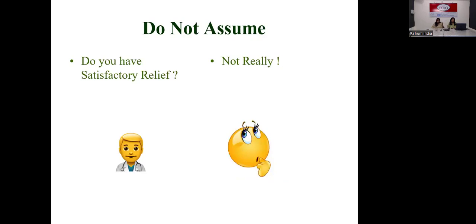So the patient is saying, not really. So we are not assuming the patient is feeling better. We are not assuming the patient is okay or the medicine is effective. We are asking the patients themselves how they are feeling, whether they have any relief at all. So we'll get a more satisfactory answer, more correct answers.